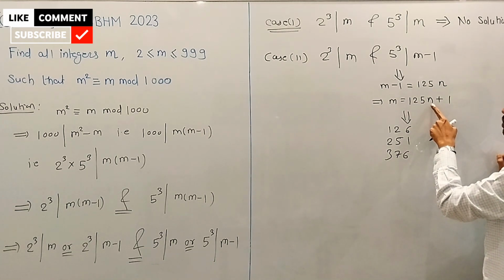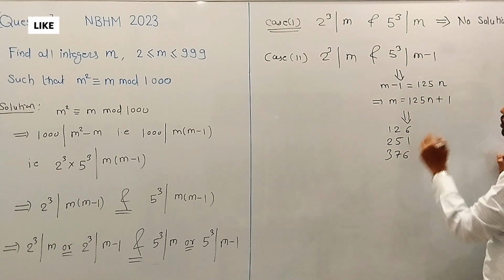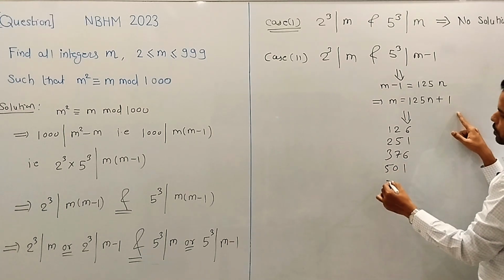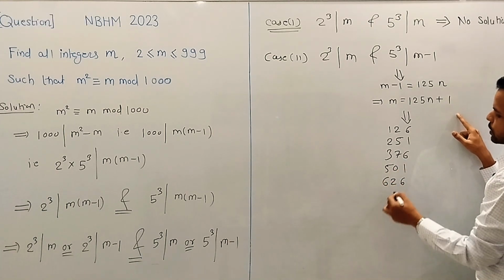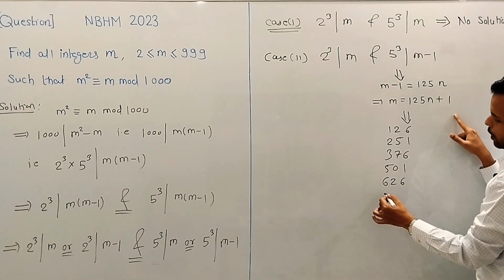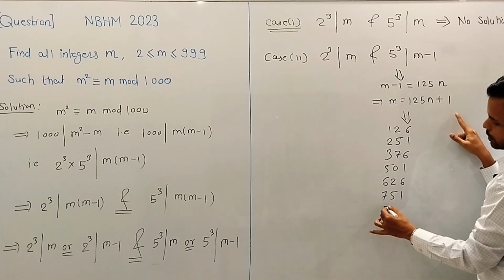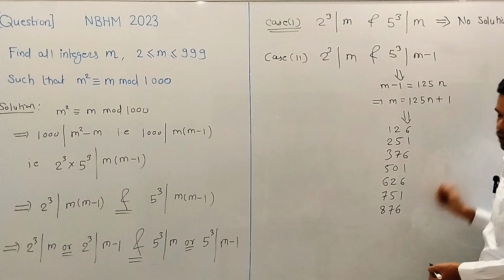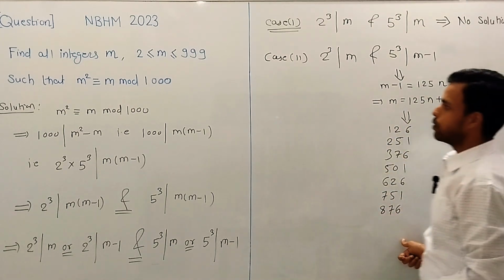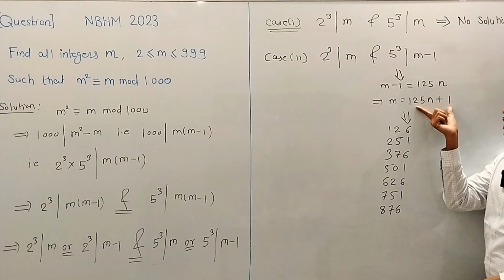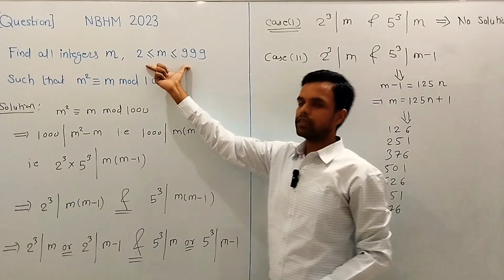125 times 4 plus 1, that is 501. Next value is 626. Next is 751 and the next is 876. Okay, and these are only values of m which satisfy this condition and lie in this range.